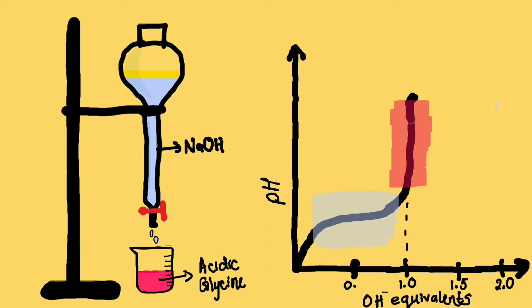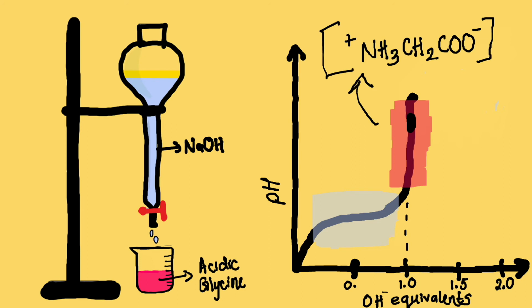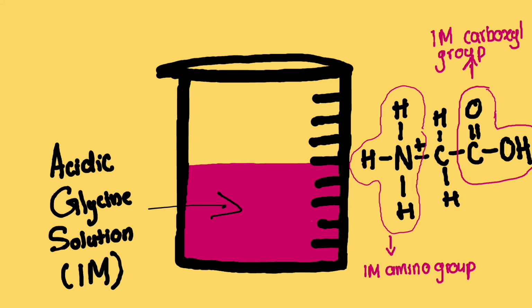When we add exactly one equivalent of NaOH to the titrand, that is the glycine solution, we would have a solution of glycine where all glycine molecules exist in their zwitterion form. This is because we began with 1 molar of glycine solution, and therefore we had 1 equivalence of glycine to begin with as well. This also means that in that 1 molar glycine solution, we had 1 molar carboxyl groups and 1 molar amino groups.